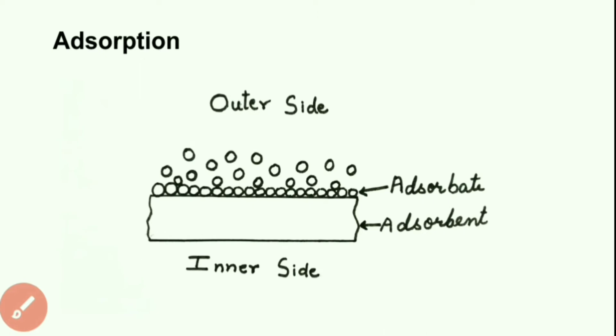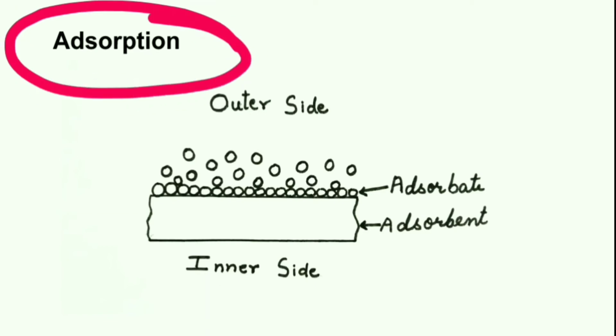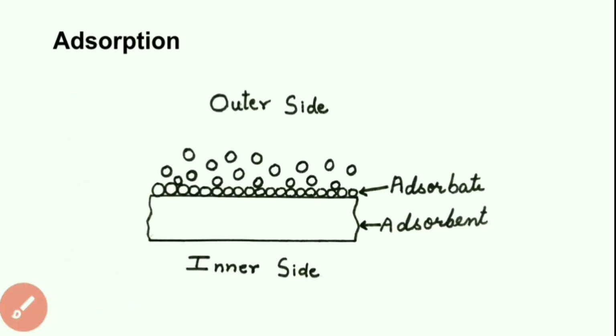Now, before we talk about the principle of chromatography, we must understand one term very clearly, that is adsorption. Now you can see a diagram. Here some molecules are coming and depositing on the surface of another substance, but they are not entering inside the substance. So this process is known as adsorption.